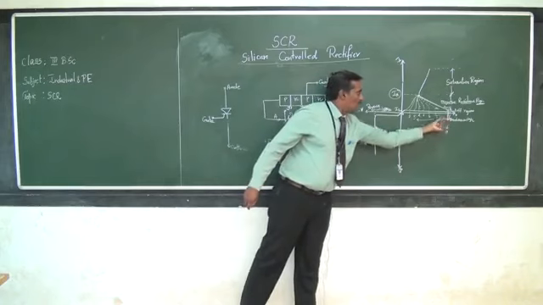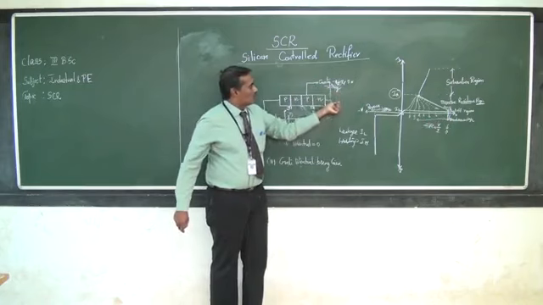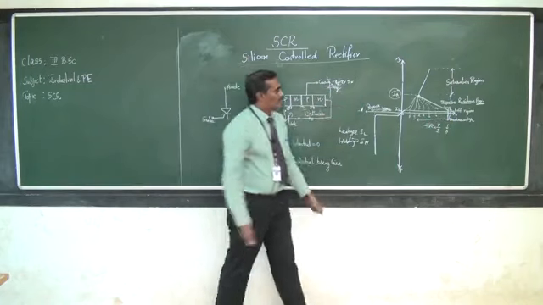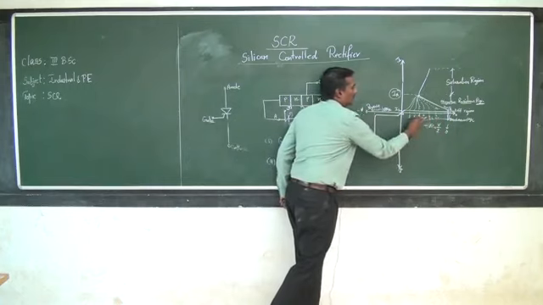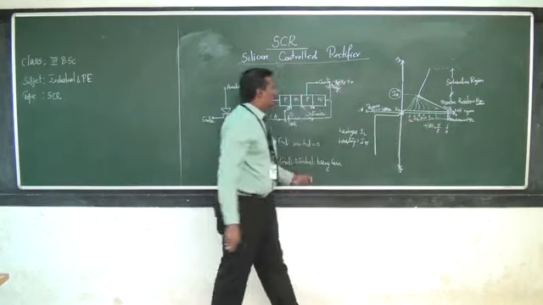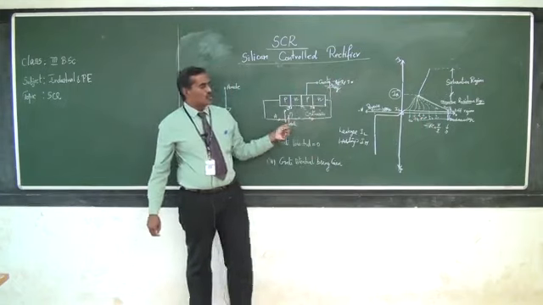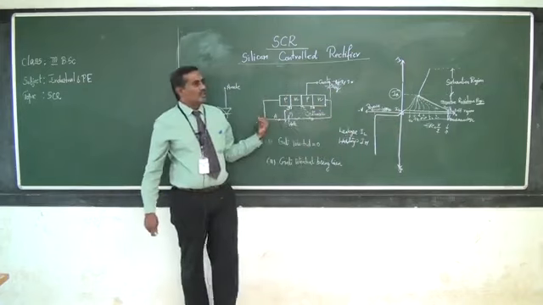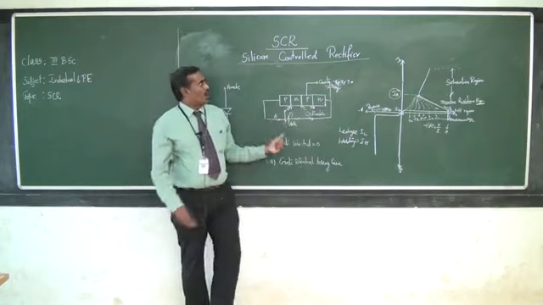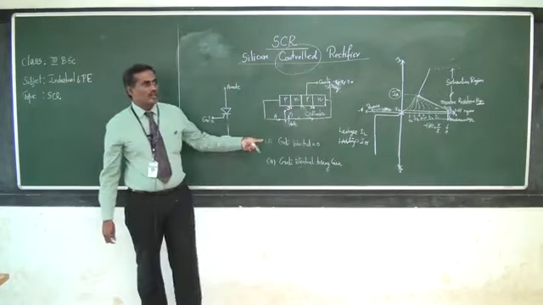Slowly, as we increase this potential, 1 volt, 2 volt, 3 volt, 4 volt, 5 volt, 6 volt and so on, once the gate potential is given, it will never allow the SCR to reach its breakover voltage. Before that point itself it starts conducting. Therefore, I can control the amount of power that is delivered to the load.